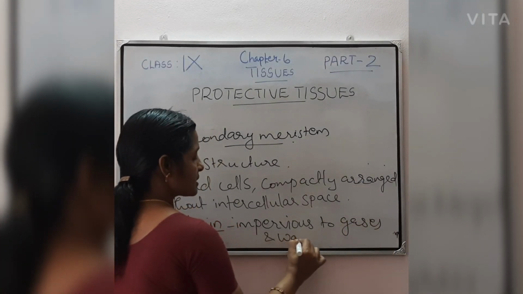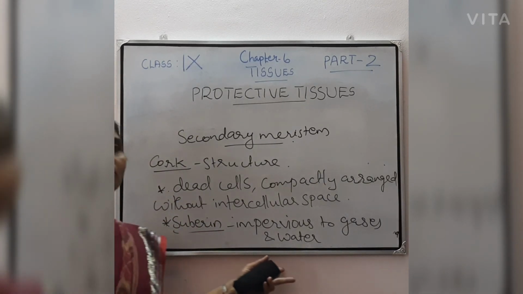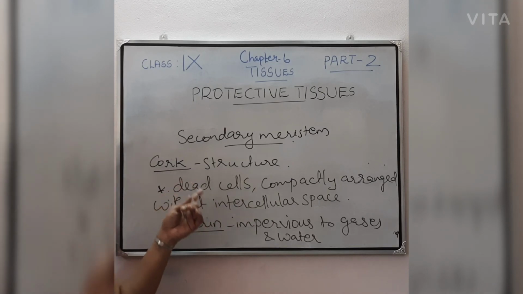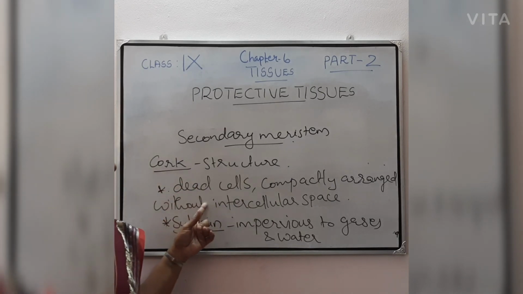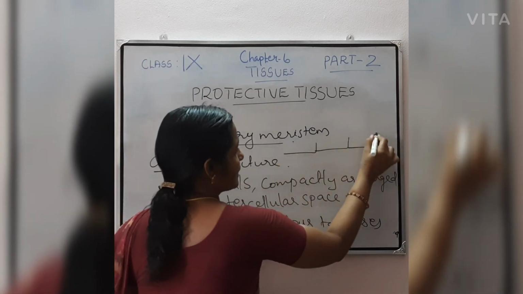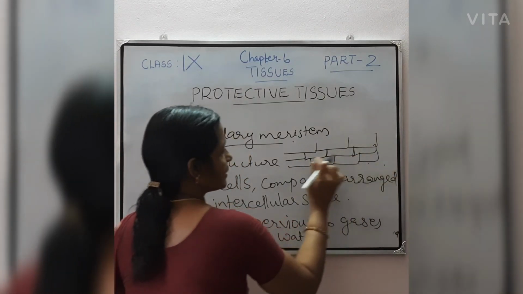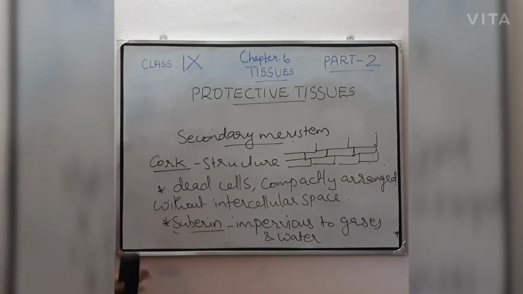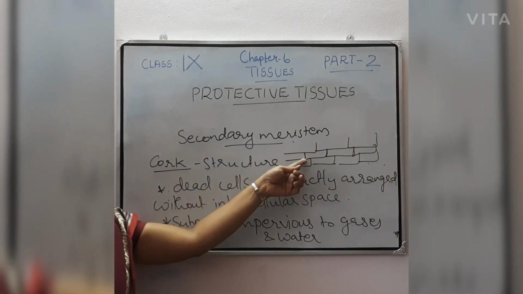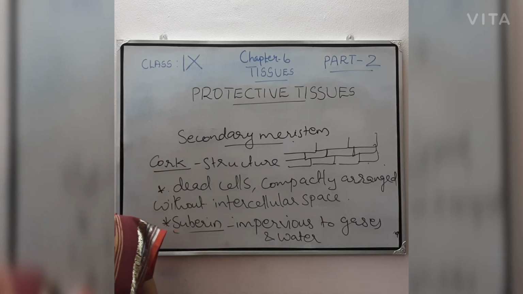That means it does not allow the movement of what? Gas, that is carbon dioxide or oxygen, or water molecules. So once again, the structure of cork: the cells are dead cells and they are compactly arranged, so we draw like this, compactly arranged cells. There is no intercellular space in between, and the walls are deposited with a material called suberin. What is the nature of this suberin? It is impervious to gases and water. So that's about the protective tissues.